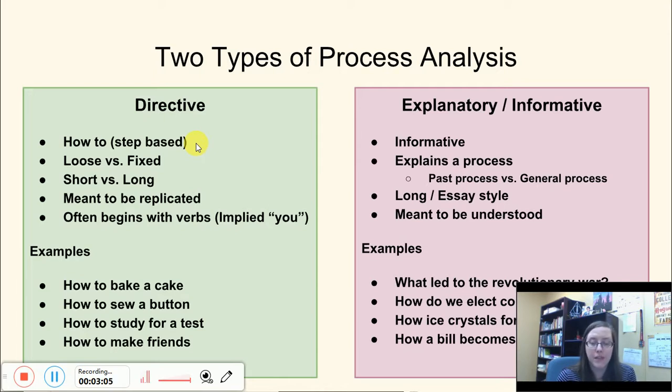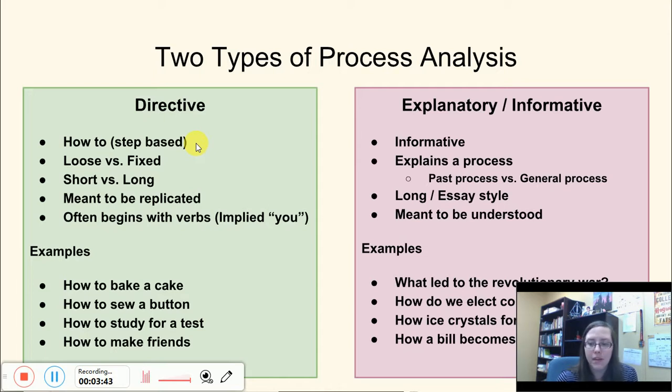A fixed process analysis is one where the steps can't change. The steps can't change in content, and the steps can't change in order. So if I'm saying how to bake a cake, I can't put the ingredients in the oven before I mix them up together. I can't pour my ingredients into my pan before I grease my pan. And if I do that, then the outcome is going to be much different. How to sew a button, same concept as a fixed directive. First you have to do this, then you have to do this, then you have to do this.